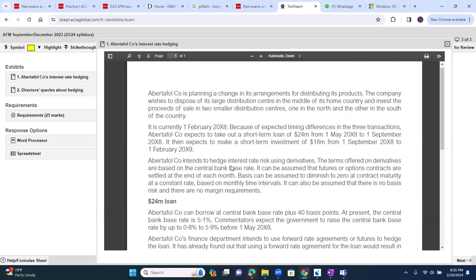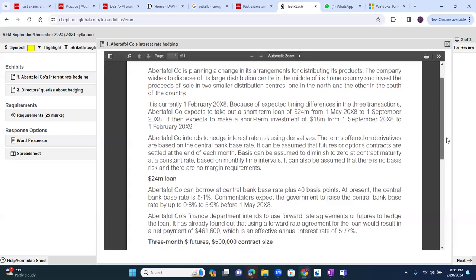So Aber company intends to hedge interest rate risk using derivatives. The terms offered on derivatives are based on the central bank base rate. It can be assumed that future or option contracts are settled at the end of each month. Basis can be assumed to diminish to 0 at contract maturity. Based on the monthly time interval, it can be assumed that there is no basis risk and there are no margin requirements.